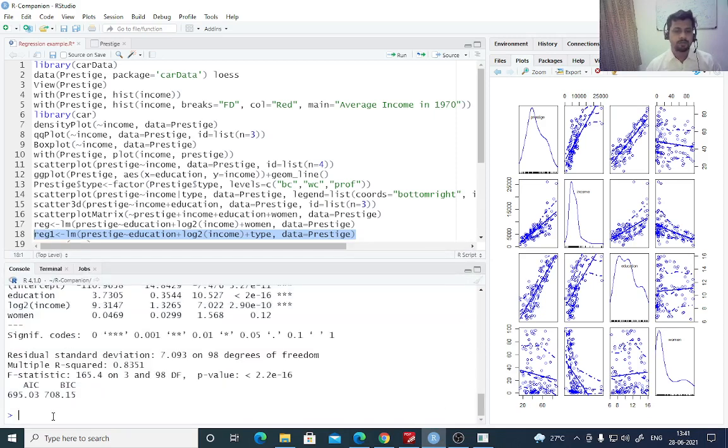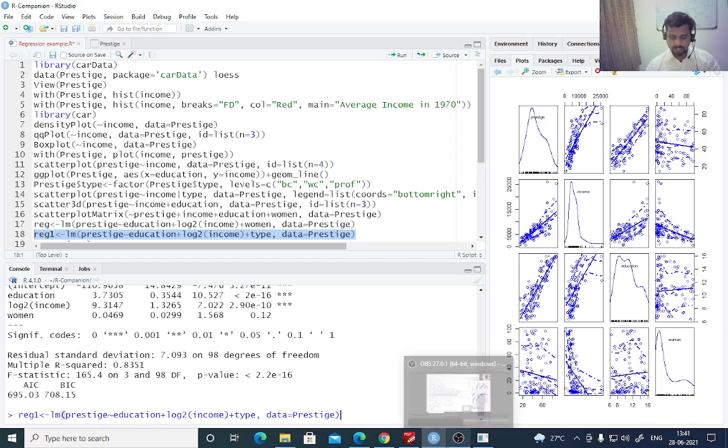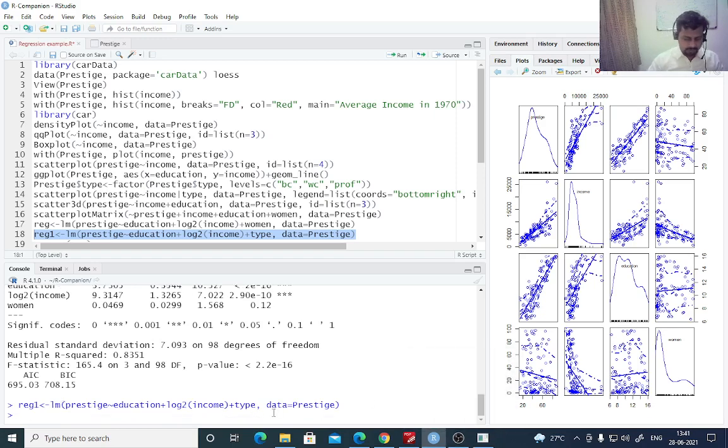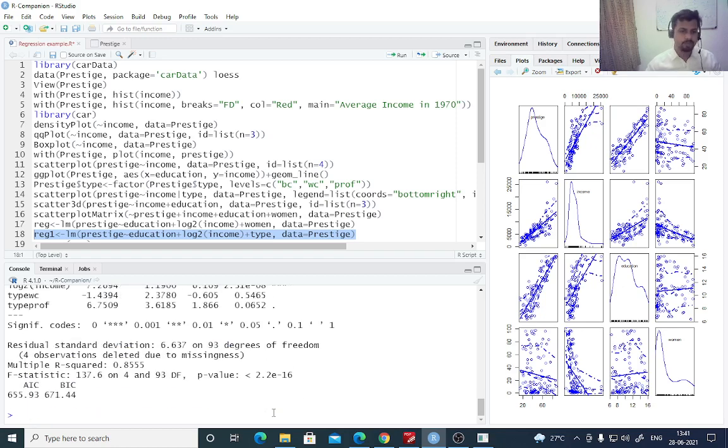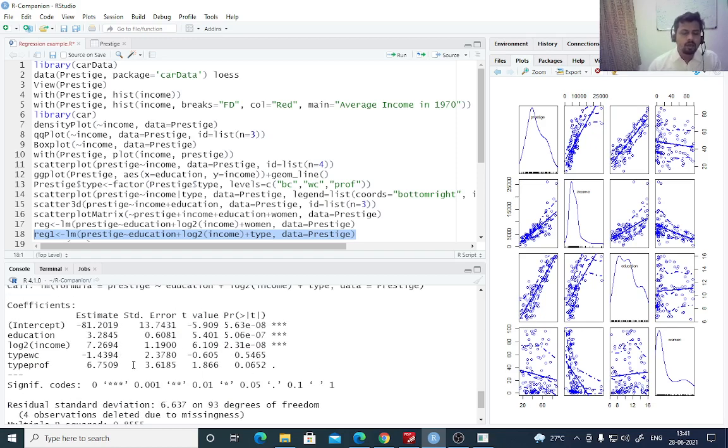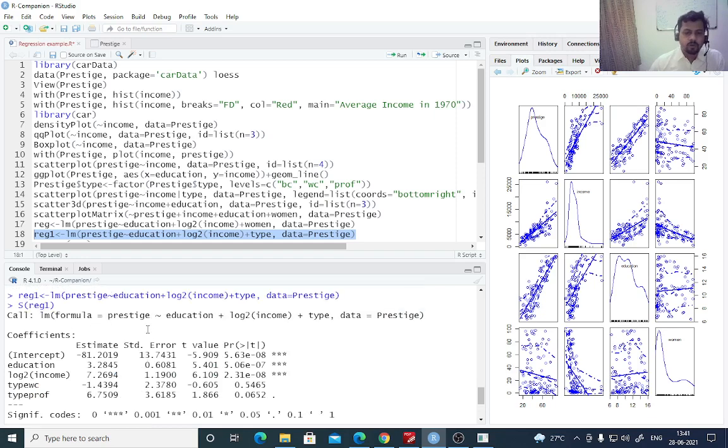Next, we rerun a regression now including type from the prestige data. So again I'll simply call SREG1. You can also use the summary function. Now again you get, so you can see here though in this particular example we only have 3 explanatory variables, in total we have 5 explanatory variables over here, that is education, income and type of the occupation.